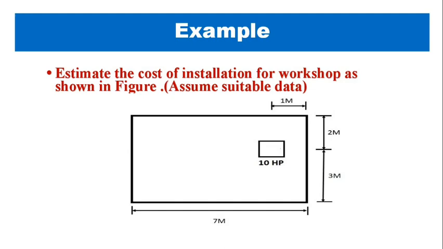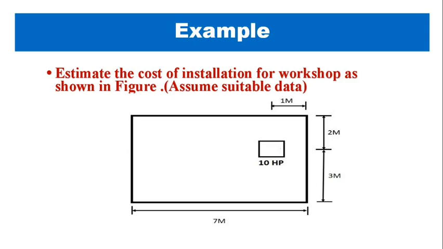In this workshop, you can see the length of workshop is 7 meter, width is 2 plus 3, that is 5 meter. Then your 10 HP motor is installed 1 meter from the right side wall. This much is only given in your example.